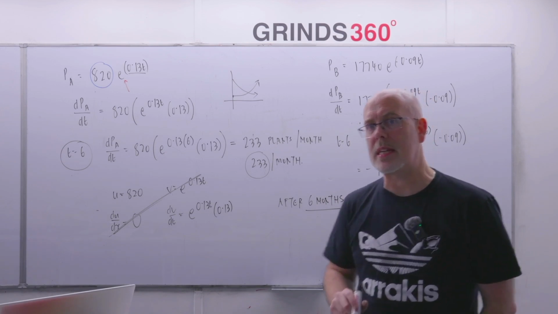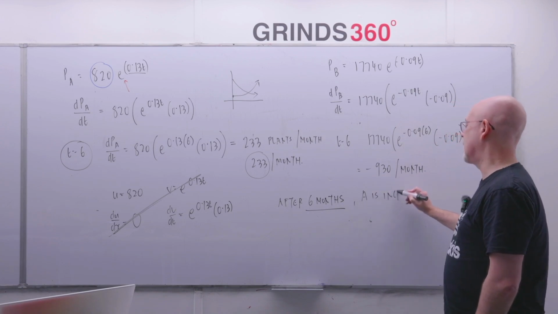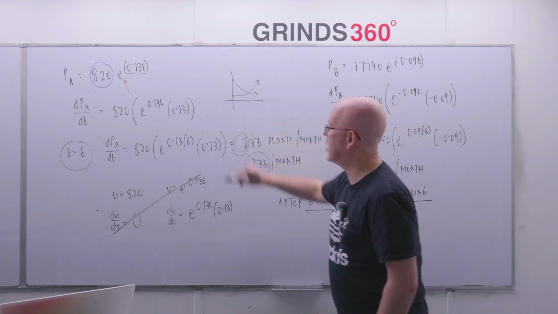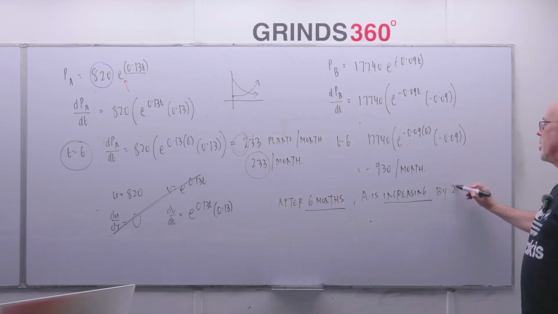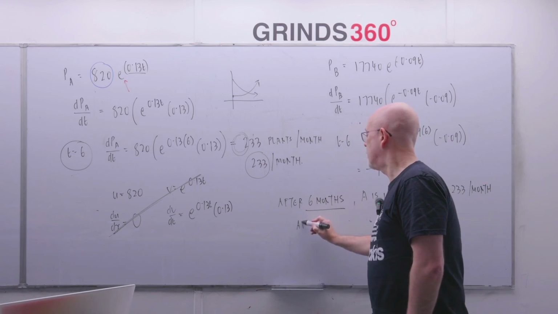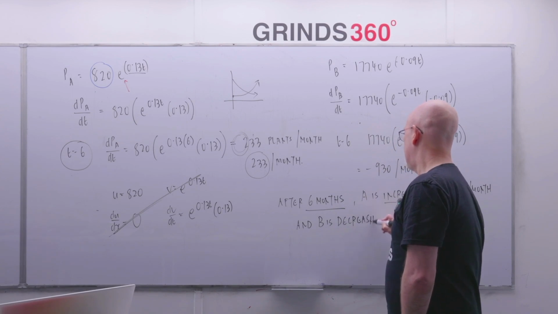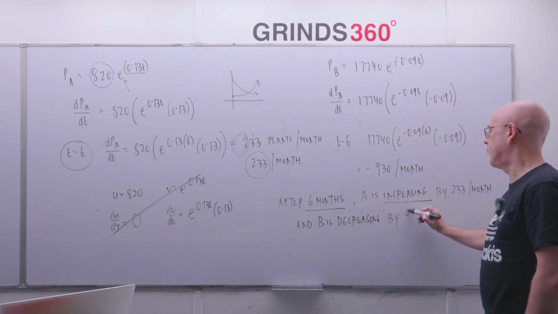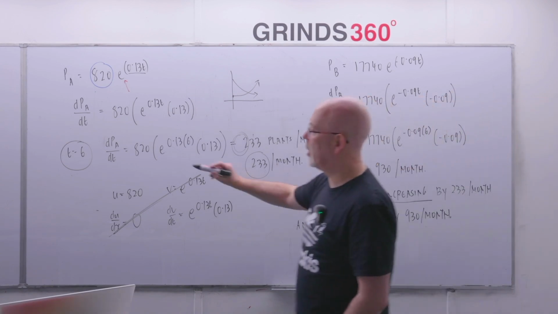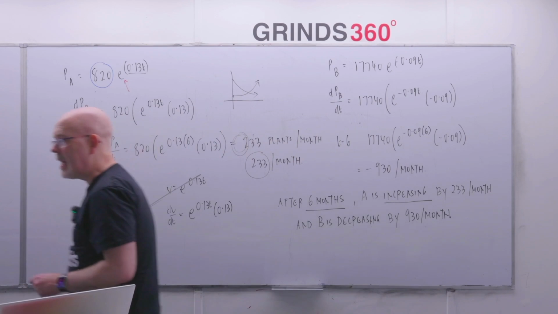So when t is equal to 6, that means after 6 months, A is increasing. I've got to mention that because for A, the derivative is positive. It's increasing by 233 plants per month. And B is decreasing by 930 per month. That's what the minus sign means. So if you're talking about a rate, mention those two things: what the number you subbed in means, and what the sign of your answer means. Positive means increasing, negative means decreasing.